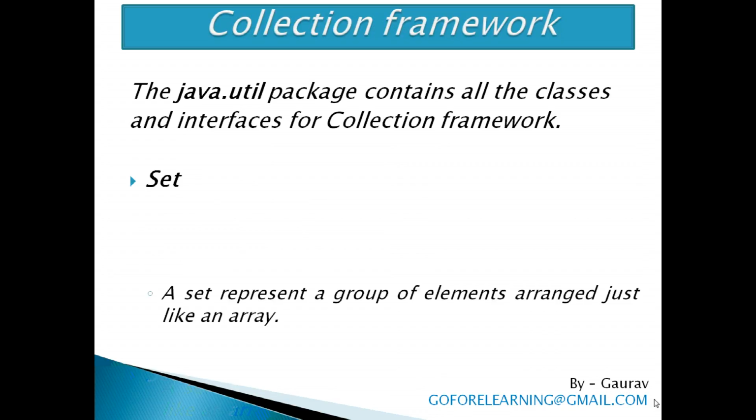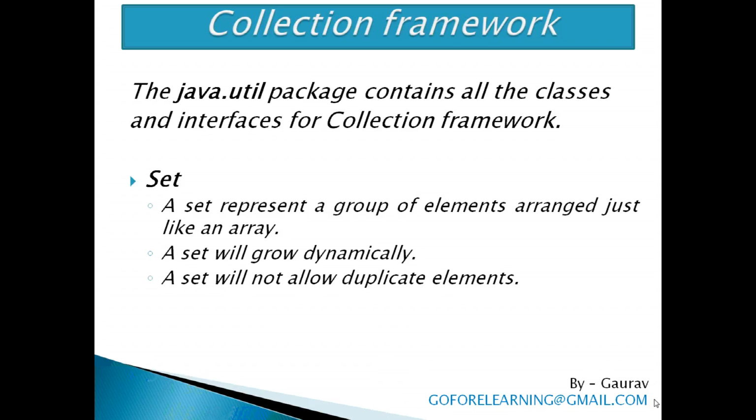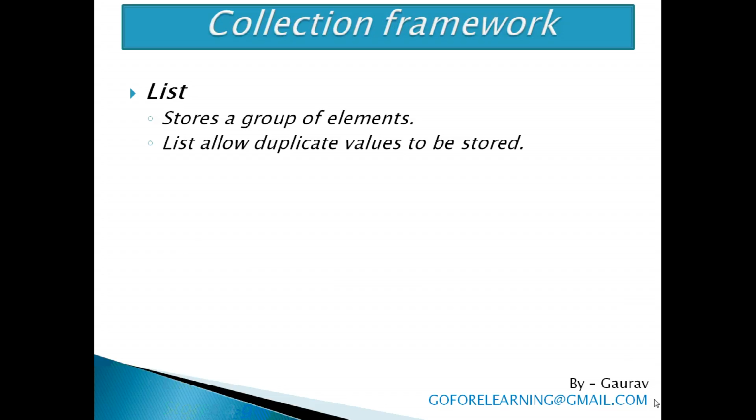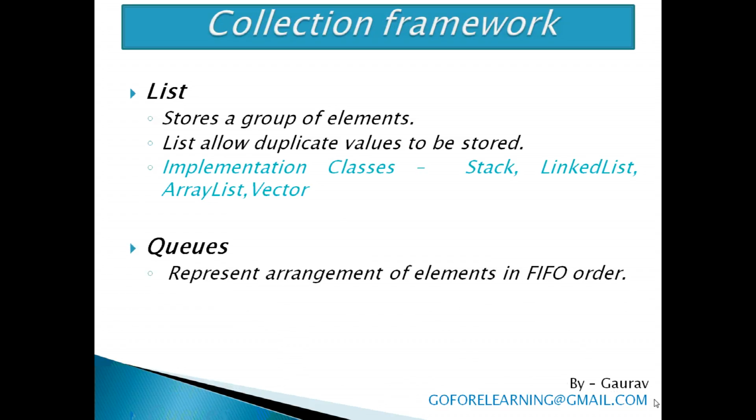First is sets. A set represents a group of elements arranged just like an array. The set will grow dynamically when the elements are stored into it. A set will not allow duplicate elements. Implementation classes are HashSet and LinkedHashSet. Another one is list. Lists store a group of elements, but a list allows duplicate values to be stored. Implementation classes are Stack, LinkedList, ArrayList, and Vector. Another one is queue. It represents an arrangement of elements in FIFO order, first in, first out. The implementation class is LinkedList.